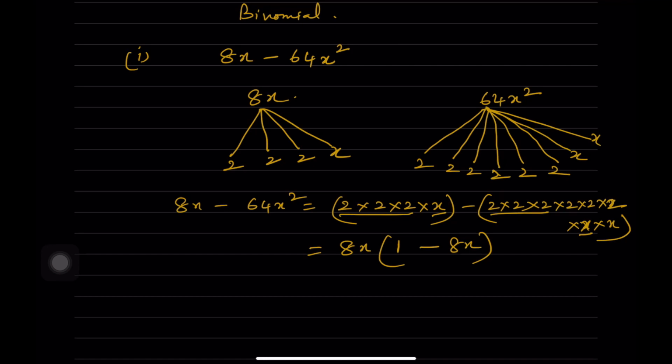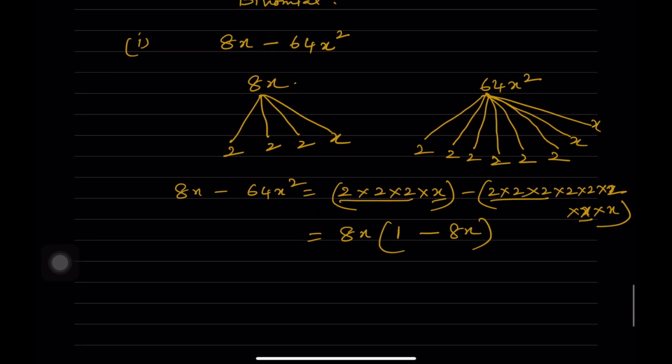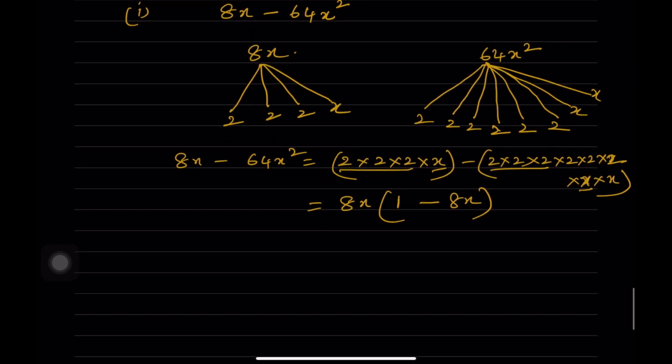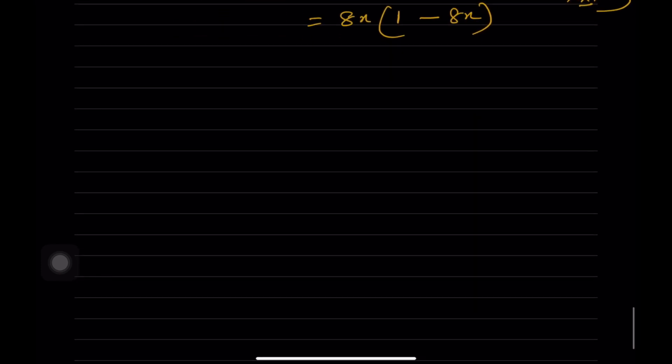This is for a binomial. We do it in this way. So this is the factorization. How do we do it when two terms are given, that is, a binomial is given, 8x minus 64x square. Now the important part, this is one of the most important parts of finding out your factorization. That is for a trinomial. That's for a quadratic expression, we call this.